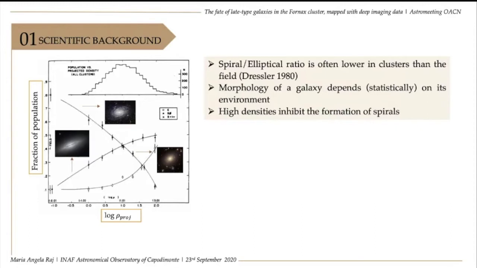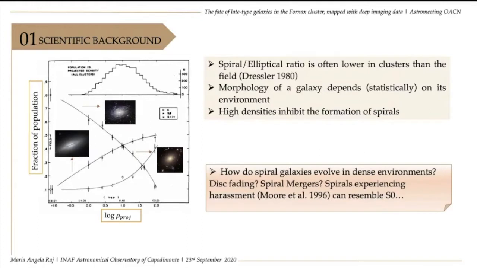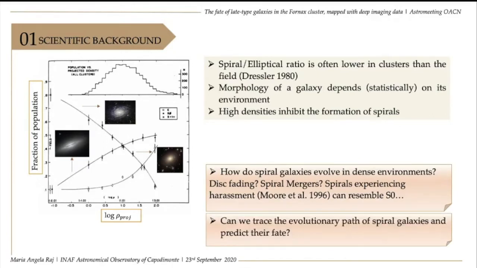Now, this suggests that the morphology of a galaxy depends on its environment, such that high-density regions inhibit the formation of spirals. So over the past years, there have been dedicated works to understanding this, and the questions are, how do spiral galaxies evolve in dense environments, whether it's through disk fading, spiral merging, or that spirals experiencing harassment can also resemble a lenticular? We're also asking if we can actually trace the evolutionary path of spiral galaxies and predict their fate.